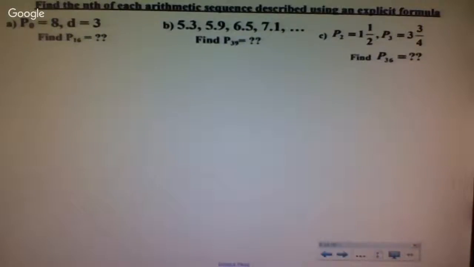Instead of giving you a sequence in part A, they tell you that P sub 0 is 8. So what's that mean? It starts at 8. My sequence starts at 8. It tells you my d value is 3. So what does that mean? We're adding 3 each time. So that means my sequence goes 8, 11, 14, and so on. So this means that my equation is y equals 3x plus 8.